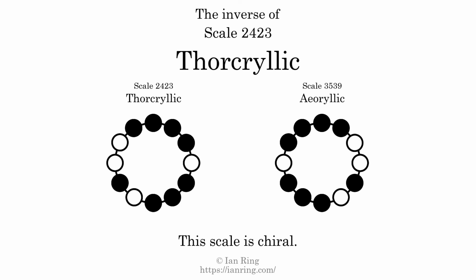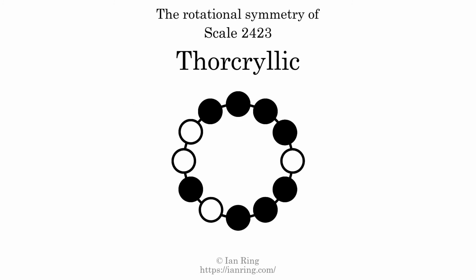The inverse of a scale is a mirror image. It is what you get when the sequence of intervals is reversed. The inverse of this scale is scale 3539, also known as Thorcryllic. This scale is chiral. It cannot transform into its inverse by rotational transformation. This scale has no rotational symmetry.